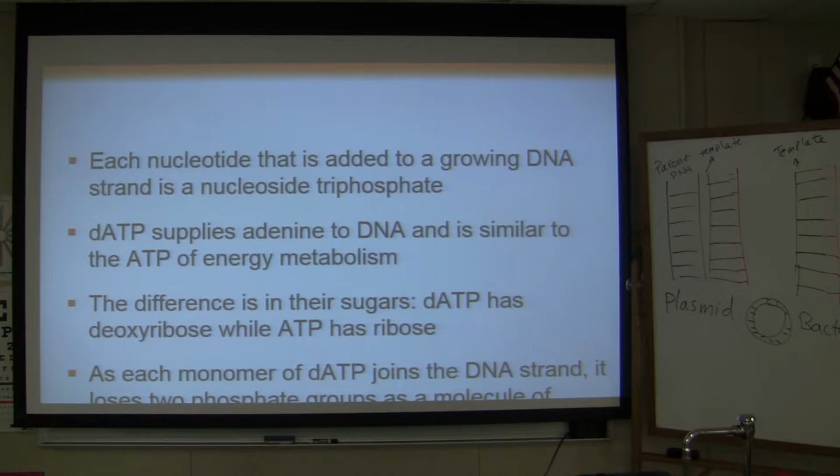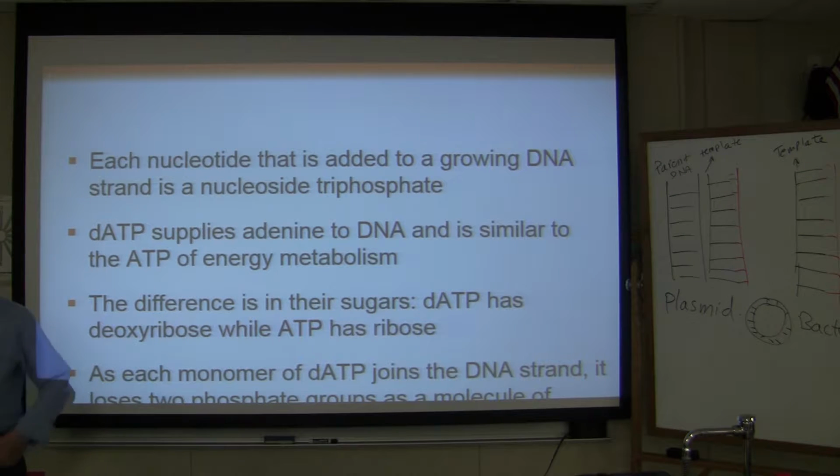And I told you the differences between RNA and DNA. In RNA, the ribose has oxygen on carbon number 2, if I recollect. In DNA, carbon number 2 has no oxygen, it has just hydrogen. That's what that D stands for. dATP supplies adenine to DNA and is similar to the adenine ATP of energy metabolism. The difference is in the sugar: dATP has deoxyribose while ATP has ribose.